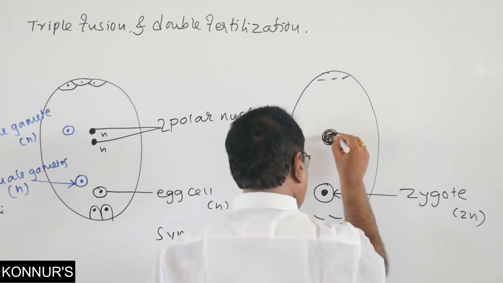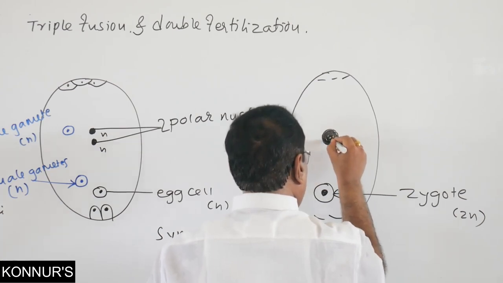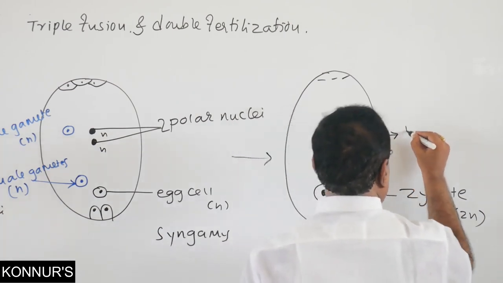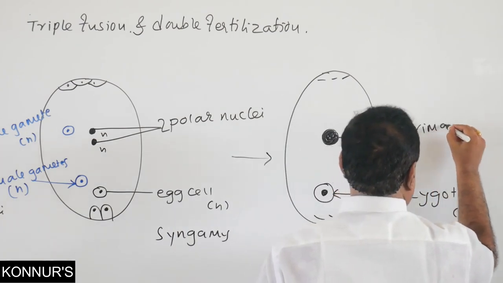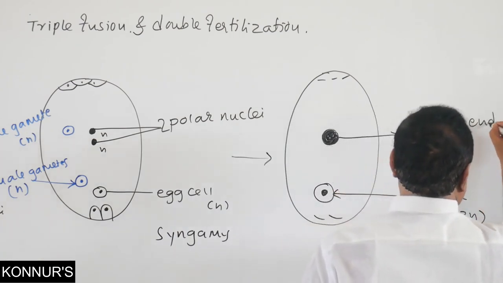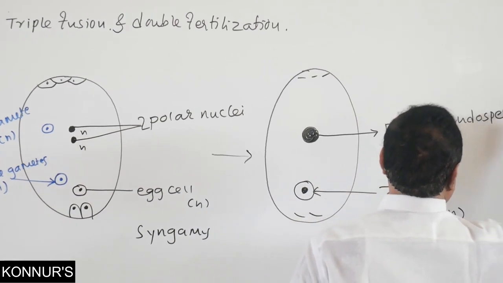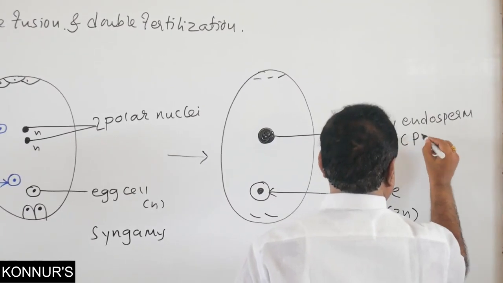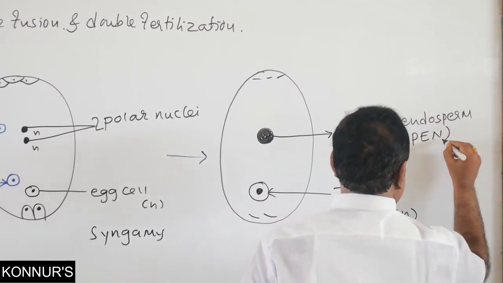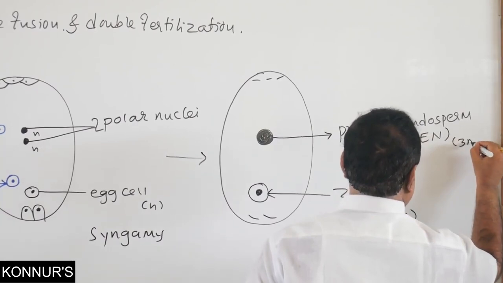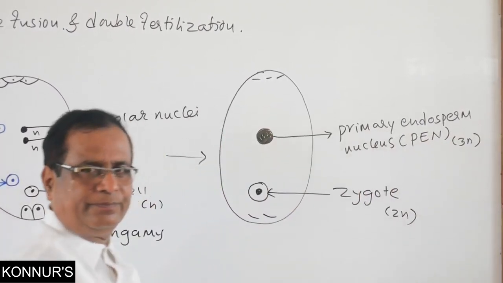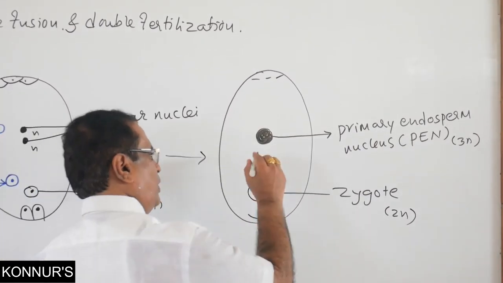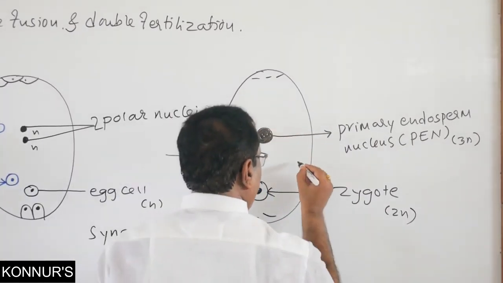a triploid nucleus. This triploid nucleus is named as primary endosperm nucleus, that is PEN. It is a triploid nucleus, and this triploid nucleus is there in the central cell.